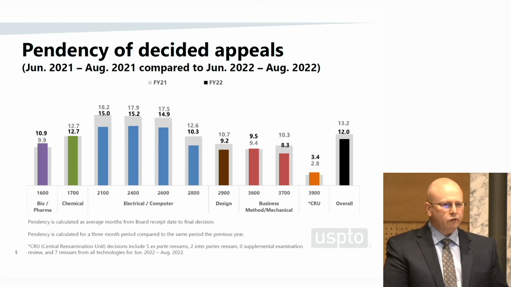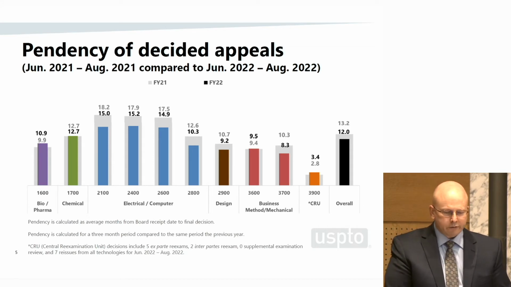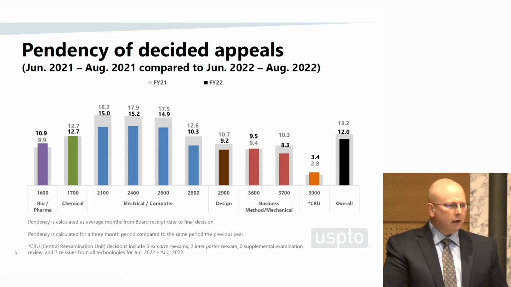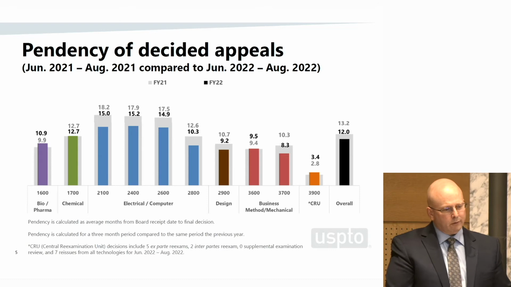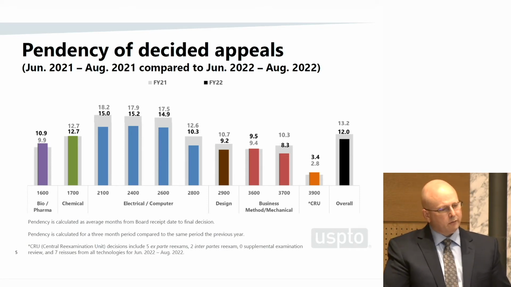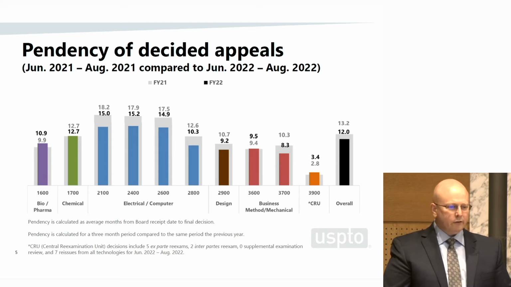So this happens to be June to August of 2022 in the foreground with the colored bars, and in the background with the gray bars is last year, 2021. You see for most of the technology centers as well as the overall pendency, it's come down. We've had a slight increase in the biotech, not by too much, by about 1 month, but most of the other technologies have come down. So we're very pleased with where the appeal pendency is now compared to where it was.